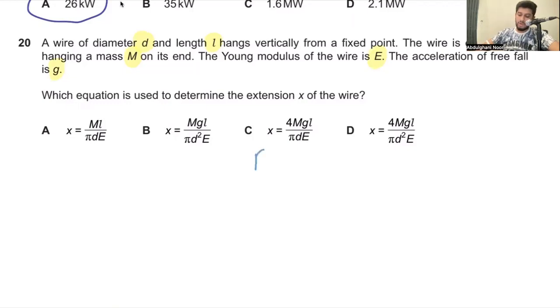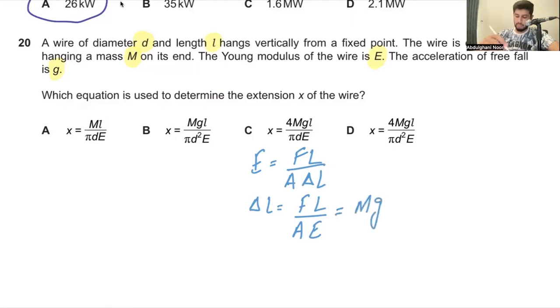Right. What is the formula for Young modulus? The formula for Young modulus is F L over A delta L. They are asking you for the extension, the change in length, and the change in length is equal to F L over A E, where E is the Young modulus. What is the force? The force is mass times g, mg. What is the length? The length is L as given in the question. So the force is M g, the length is L.